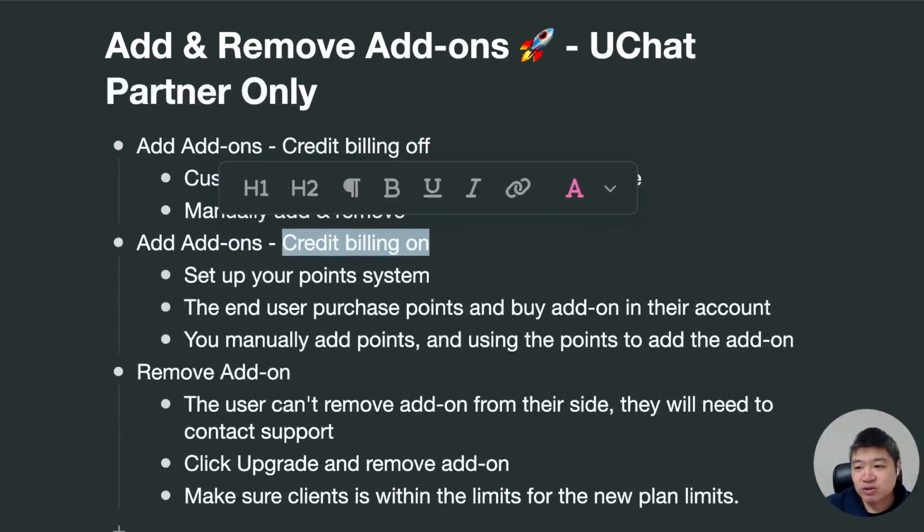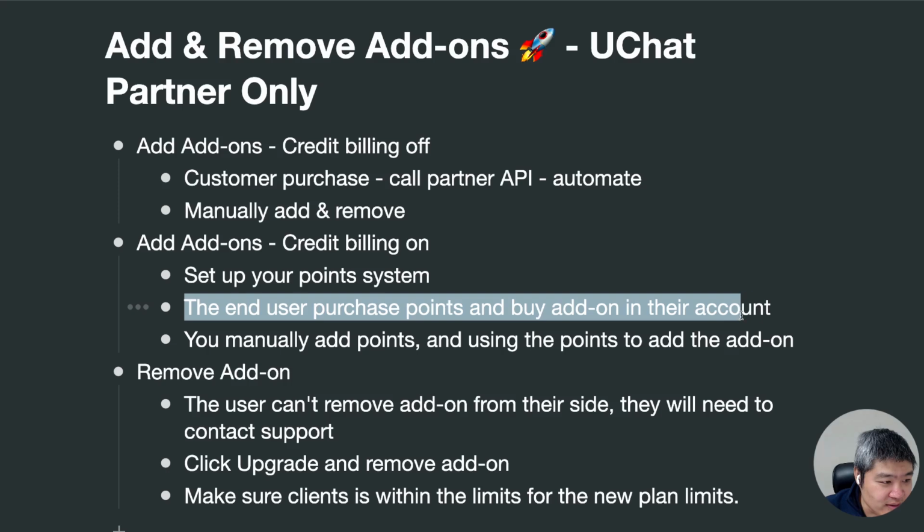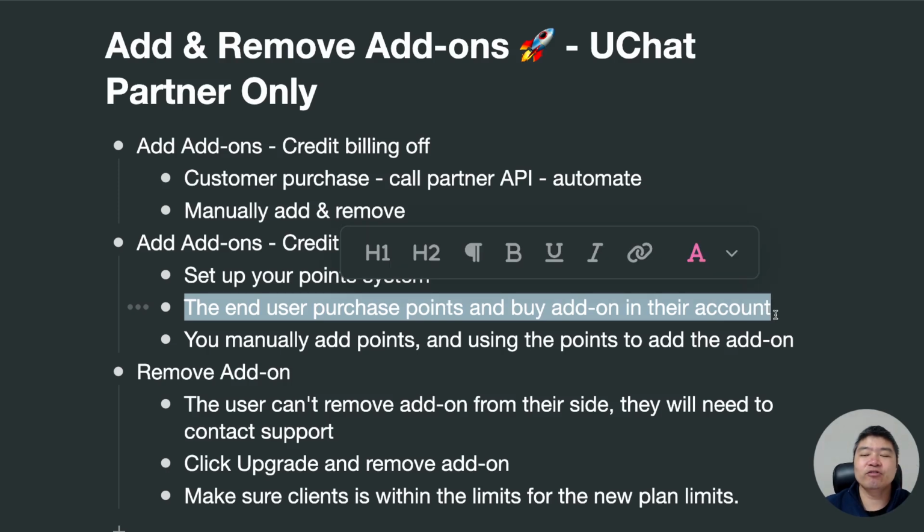Now you set up your point system, and the end user purchases the points. Ideally, if you set up this way, you don't need to manually add add-ons for your clients. You just tell them, you can purchase these points from your interface, and then you can use these points to purchase the add-ons you want. Technically, this feature is built for them to handle this themselves.